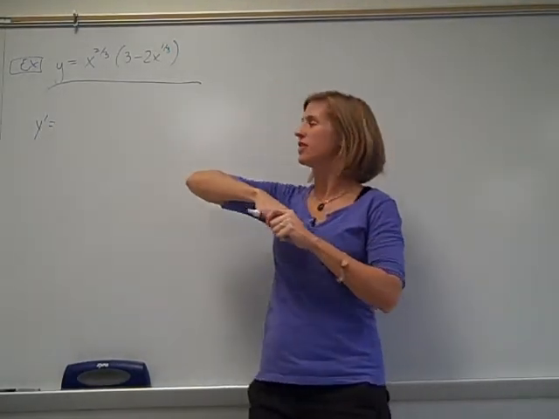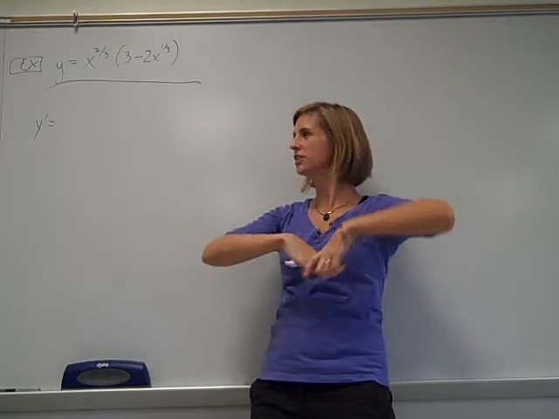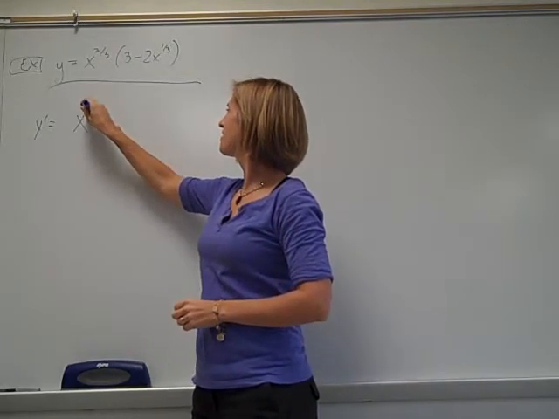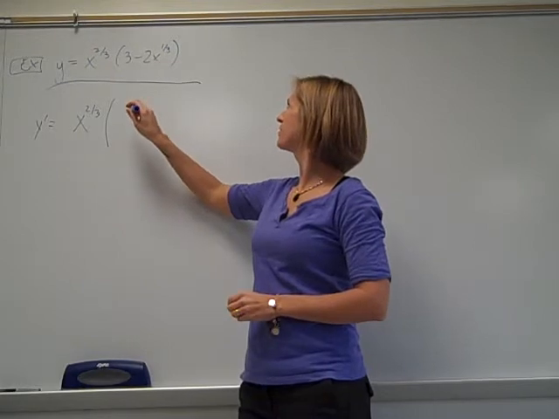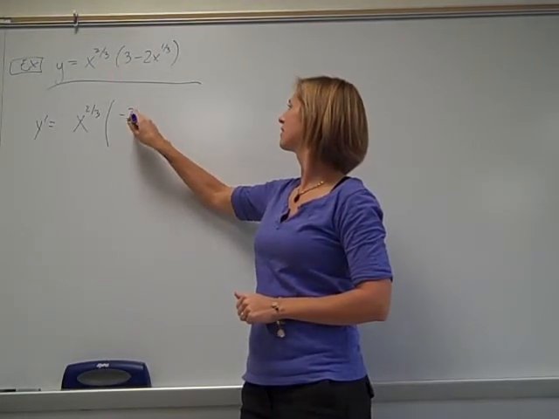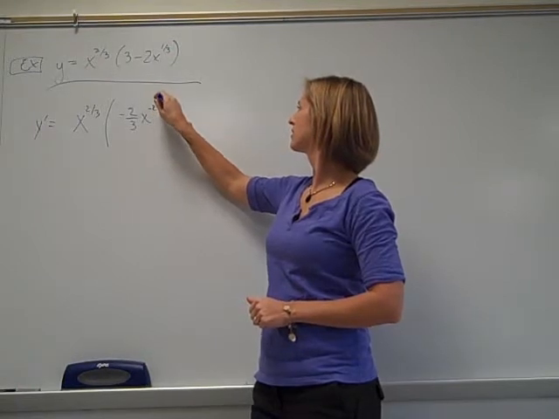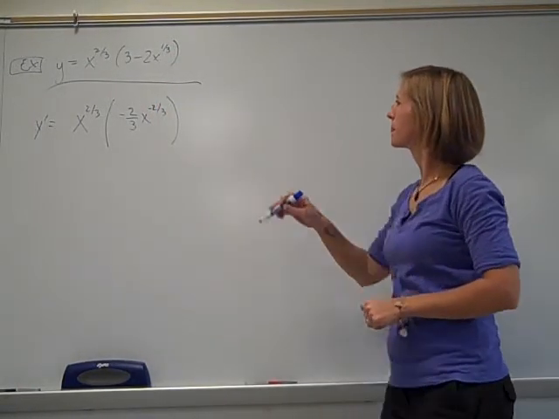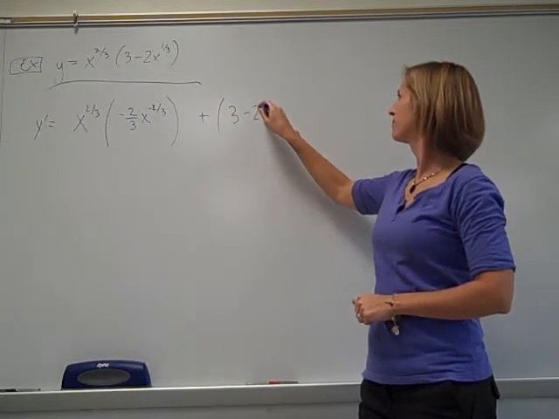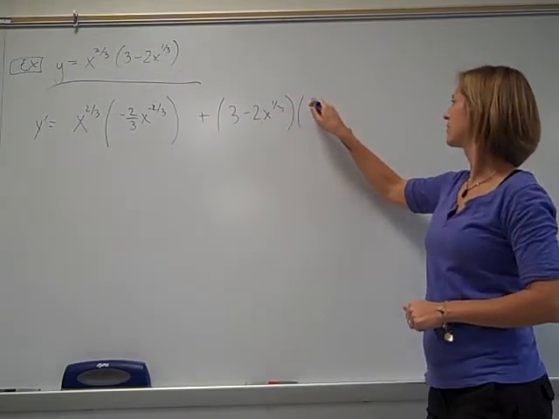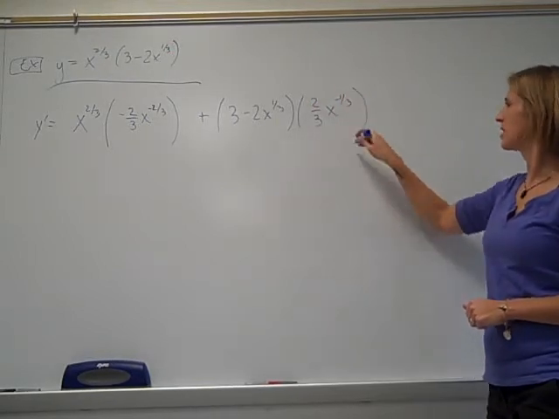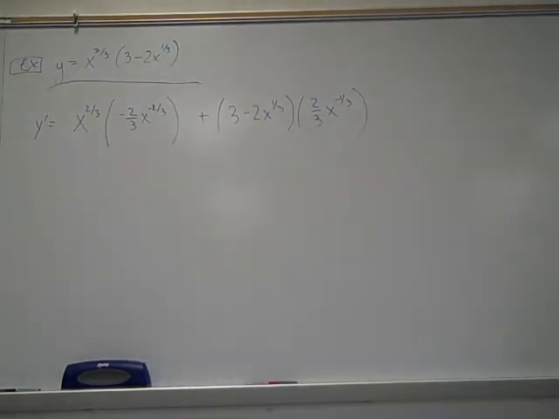So, derivative, what do we have to do to take the derivative? Product rule. So the first times the derivative of the second, plus the second times the derivative of the first. Easy peasy, no big deal, right? That's awful. Can you handle the algebra of this? Probably not.